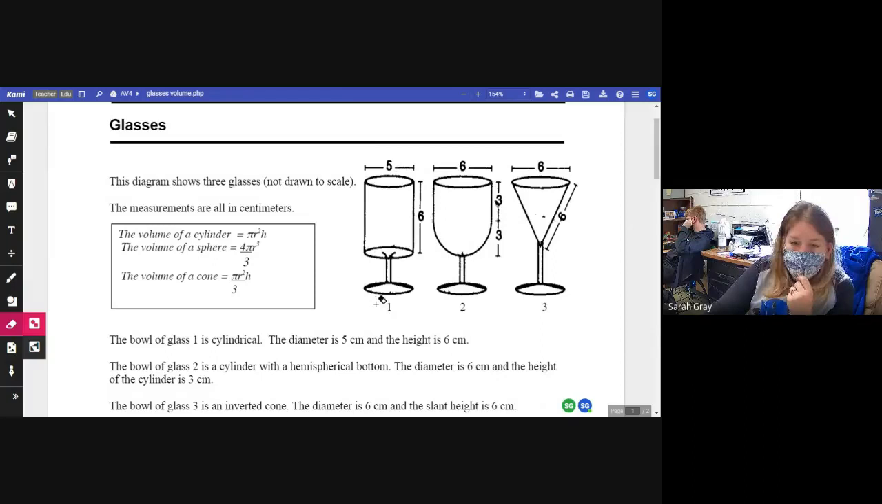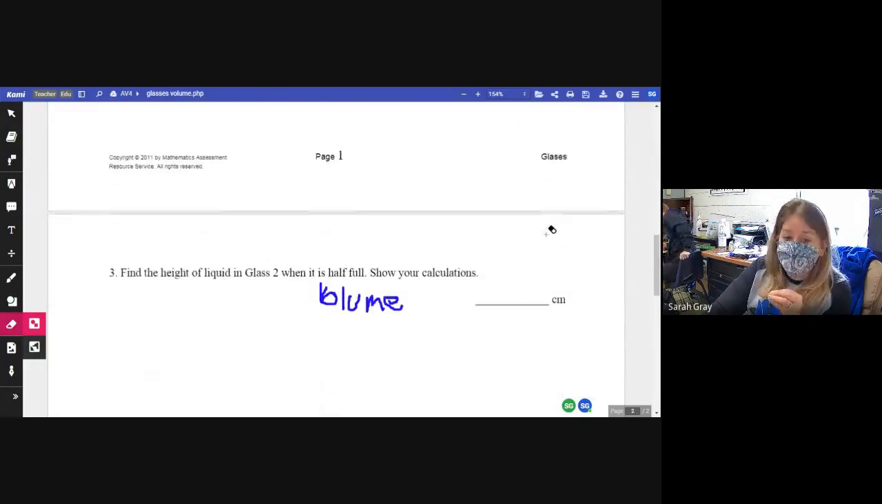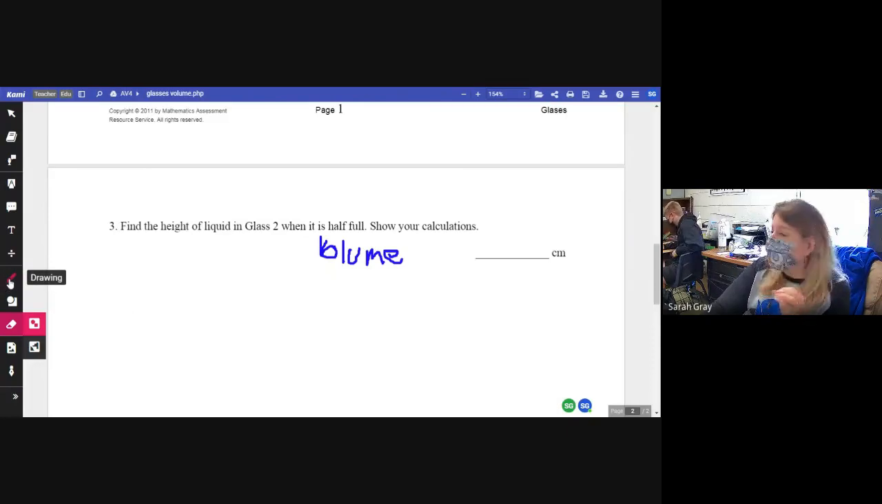First one is a plain cylinder. The width is 5 and the height is 9. The stems don't hold any liquid. They're solid glass. The second cup is a combination of shapes. It's a cylinder and a hemisphere stuck together. And then the last one is just a cone. All right, so you're going to be calculating the volume of each of those. The last question is a bonus question. You don't have to do it if you don't want to.